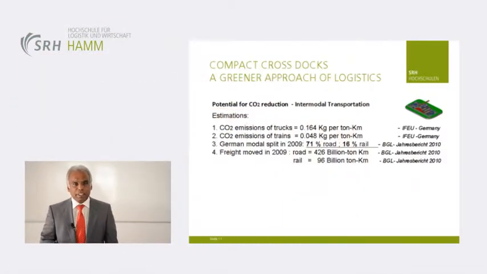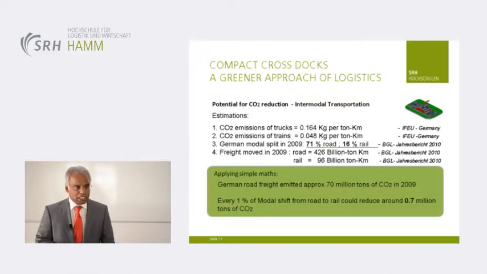Let me come to the next aspect, intermodality. We said compact cross-docks support intermodality. Do you have a guess what the ratio of rail and road transport in Germany is? I guess rail has a share of 80%, while road has a share of 20%. Thank you for the answer. Well, you have a slide over here. Almost 71% of what is being transported in Germany is over road, and only 16% is through rail. So if we are in a position to at least have a modal shift of 1%, 0.7 million tons of carbon dioxide emissions can be reduced. This is a tremendous figure.